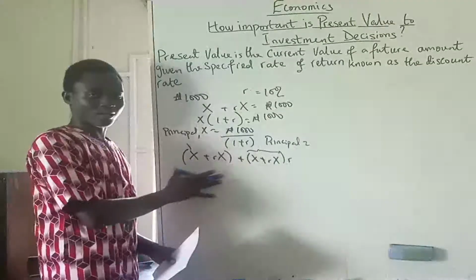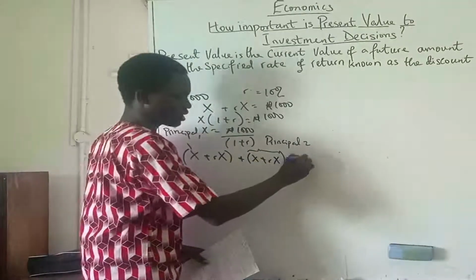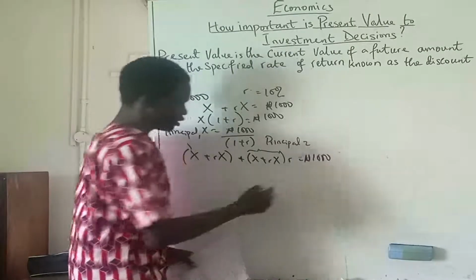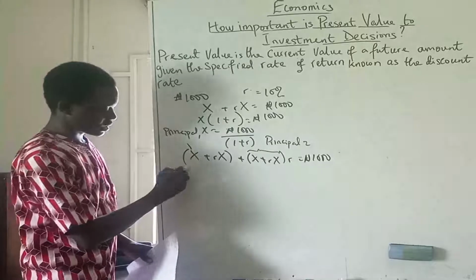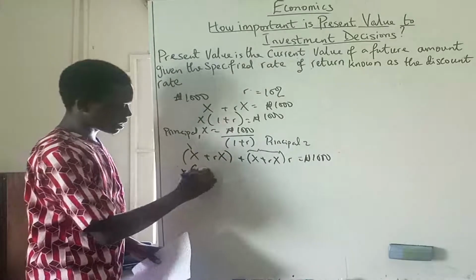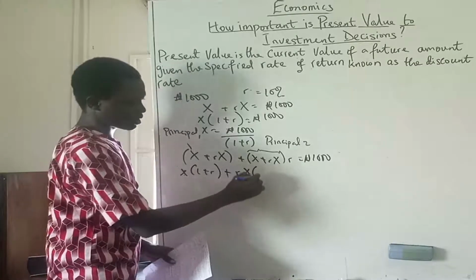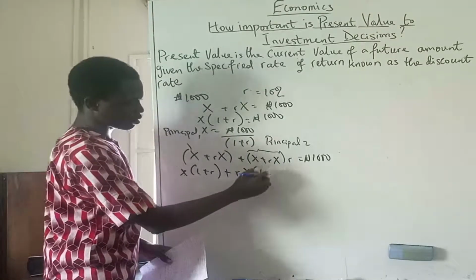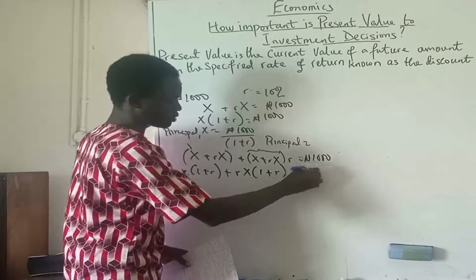All right. First year you have this plus this. Now when we solve this out, this is meant to give us 1,000 naira. So we then have x into bracket 1 plus r plus r. We can bring x out here. rx into bracket 1 plus r again. We look at everything equals 8,000.